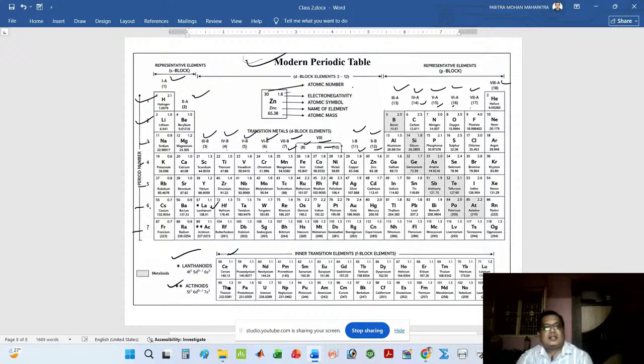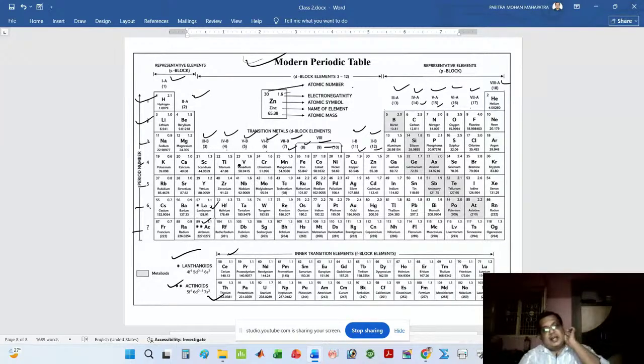Similarly, the actinide series also has 14 elements. These 14 elements are present in this block. Here I can consider the actinide series, and the 14 elements along with actinium are present here.